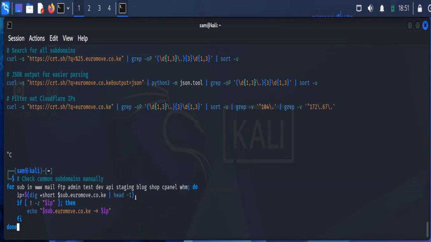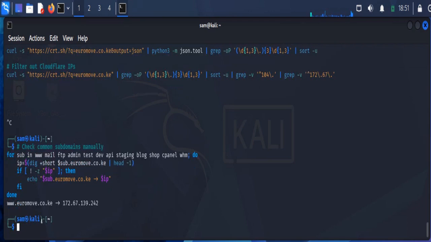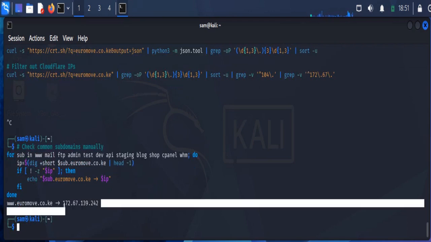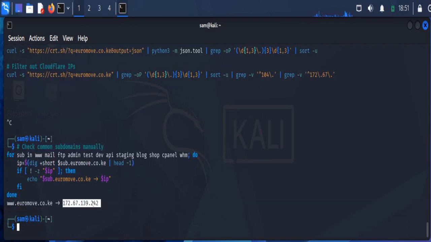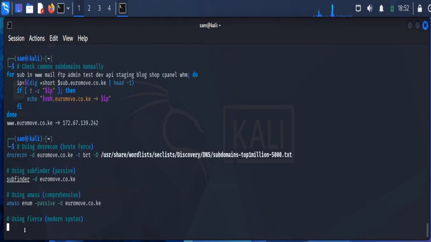The command is curl -s "https://crt.sh/?q=example.com" | grep -o -P '\d{1,3}\.\d{1,3}\.\d{1,3}\.\d{1,3}' | sort -u. What the attacker sees is no output.